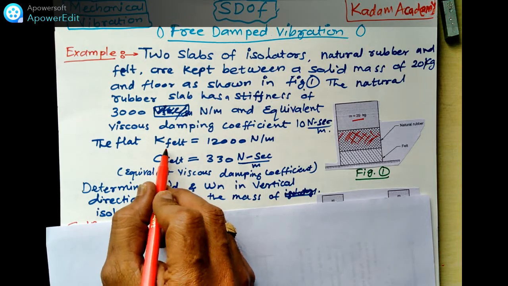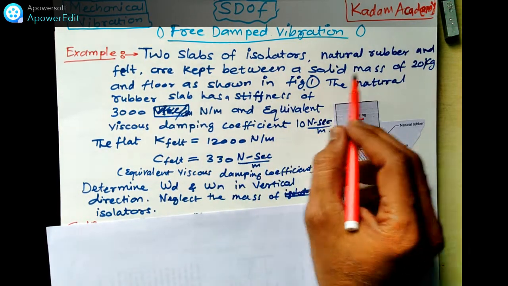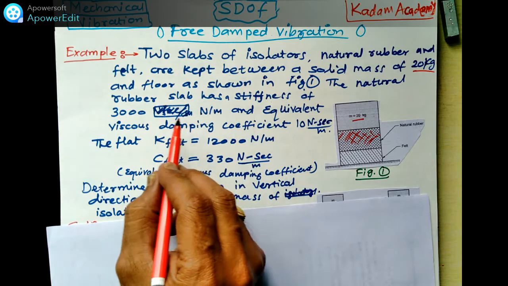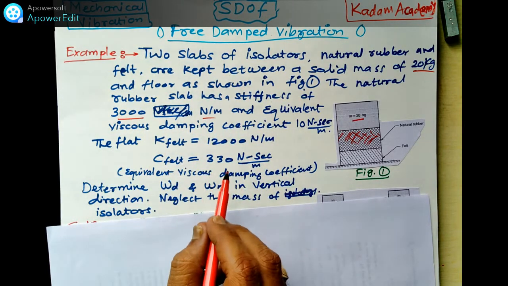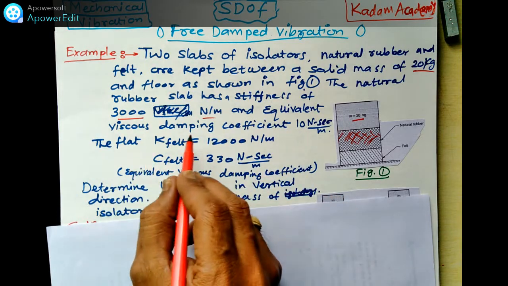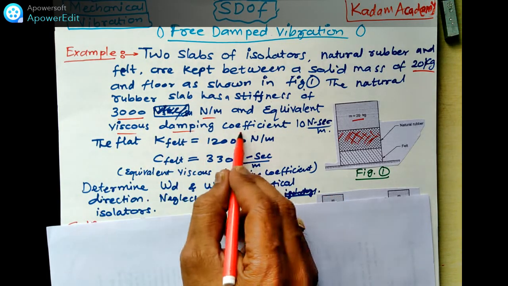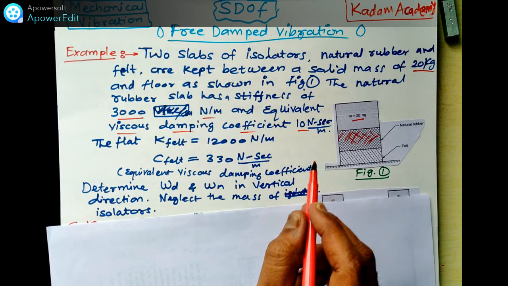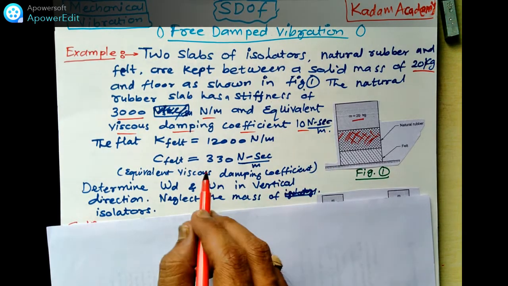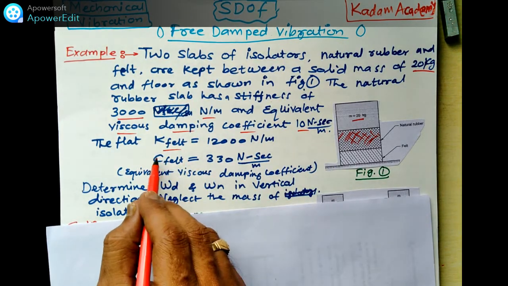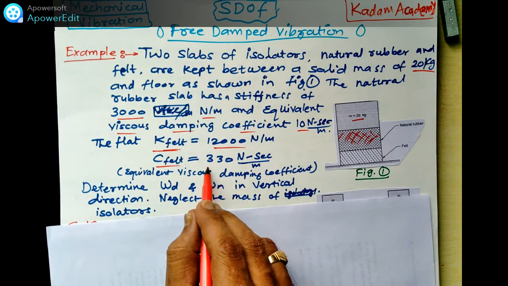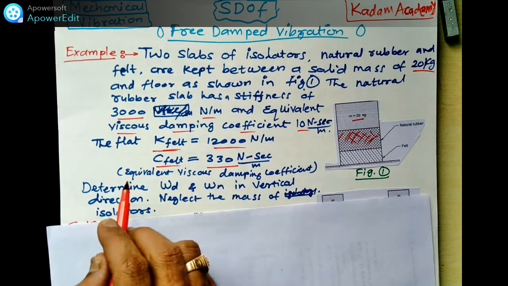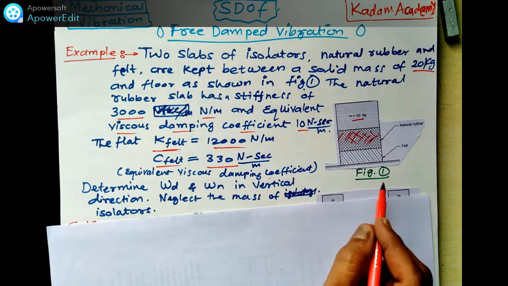For rubber, the mass is 20 kg and the rubber stiffness is 3000 Newton per meter, and its viscous damping coefficient is 10 Newton second per meter. Similarly, for felt, the K value and C value are given as 12,000 and 330. So the equivalent viscous damping coefficients are given.